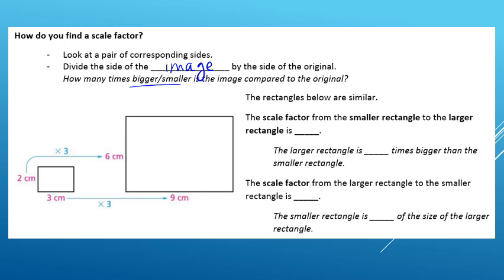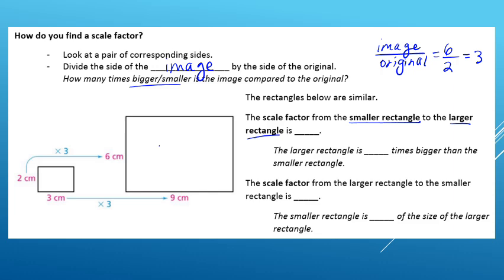So right now we're going to say the scale factor from the smaller rectangle to the larger rectangle is. So be careful, because this means that we're starting with the small and we're ending with the big. And so we're going from 2 to 6. And so we said earlier you can divide the side of the image by the side of the original. And so in this case, the image's side, this is the new shape, is 6, and the original is 2. So 6 divided by 2 would give me 3. And sure enough, I can see here 2 times 3 makes 6.